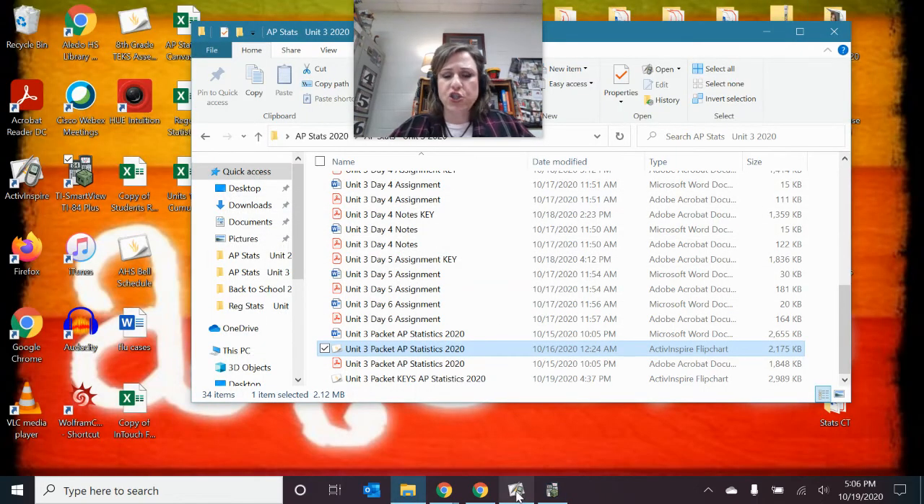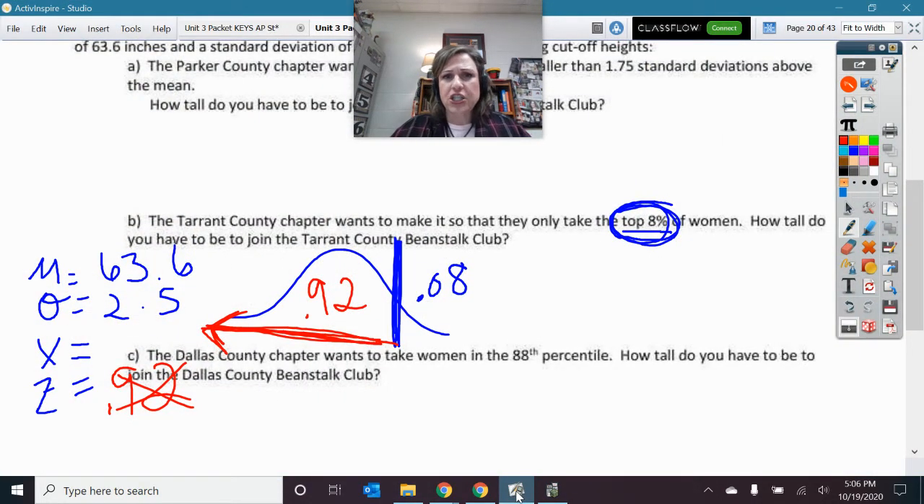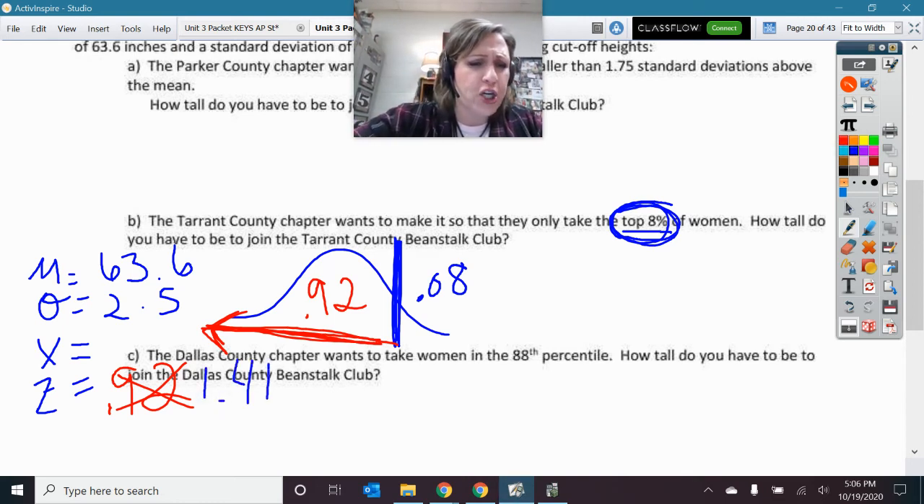All right, super common mistake. So much so I got mad at everybody doing it. So I wrote a song, very powerful song. Percent is not the Z. Okay, so there is our z-score, 1.41.